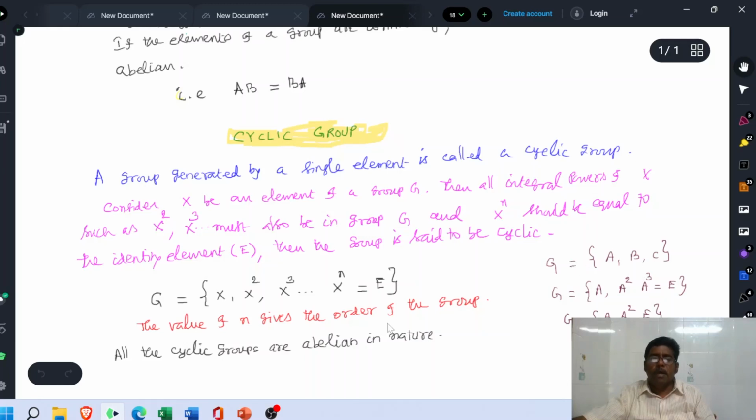All cyclic groups are abelian in nature, but all abelian groups are not cyclic.